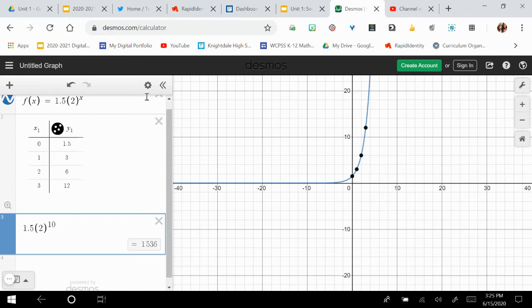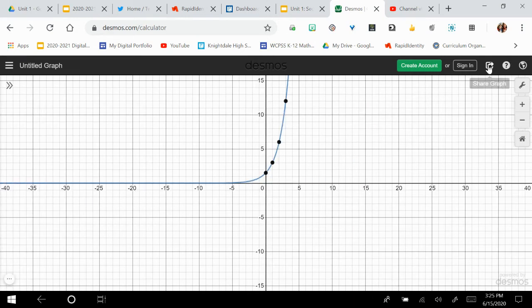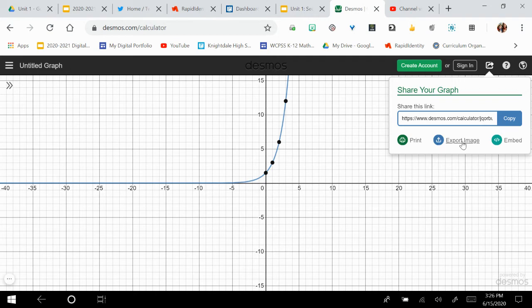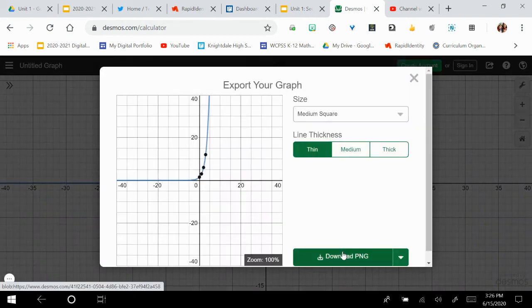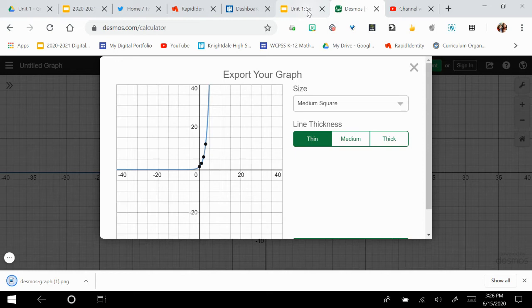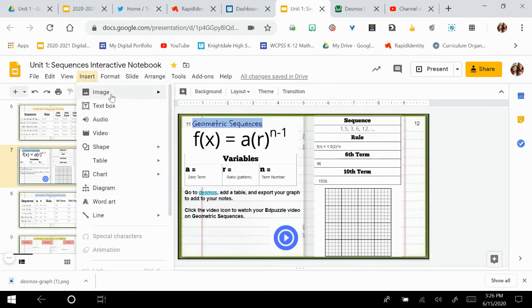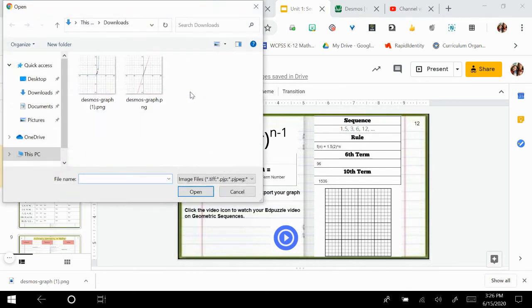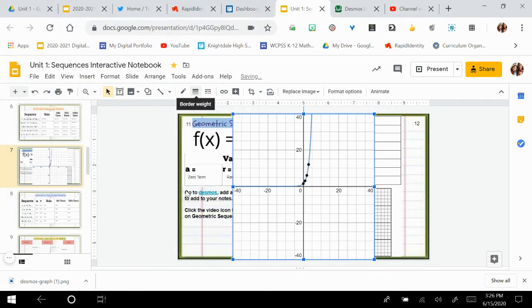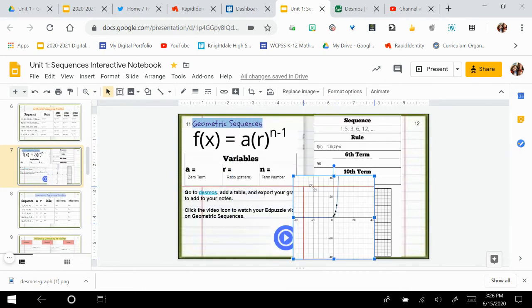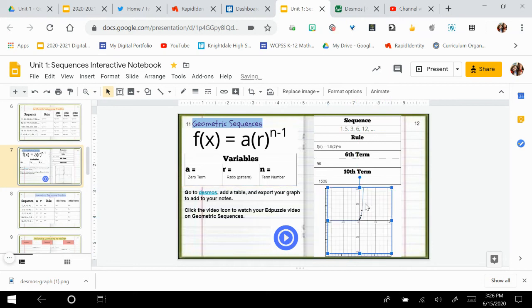So I'm going to just get this away, and I'm going to remember on Desmos, go to share graph. You're going to export it, and you're going to download the PNG. Okay, and then go back to my notebook, and I'm going to hit insert, hit image, upload from computer, and I want this one. And I'm just going to shrink it down. Shrink it down a little more. There we go. And now I have my graph. And you can see here, it's a curve.